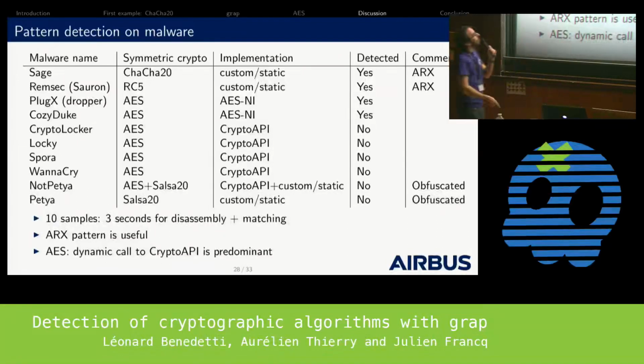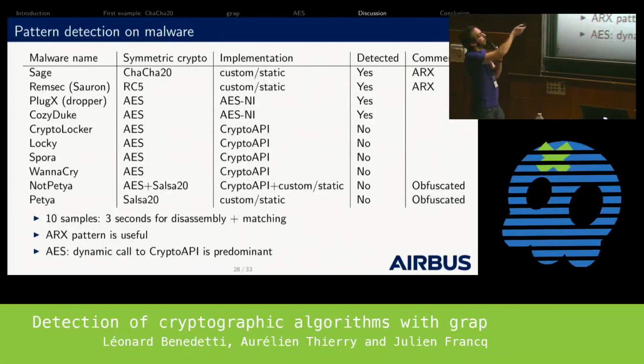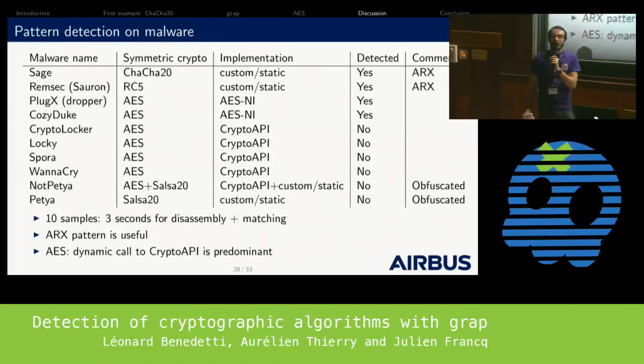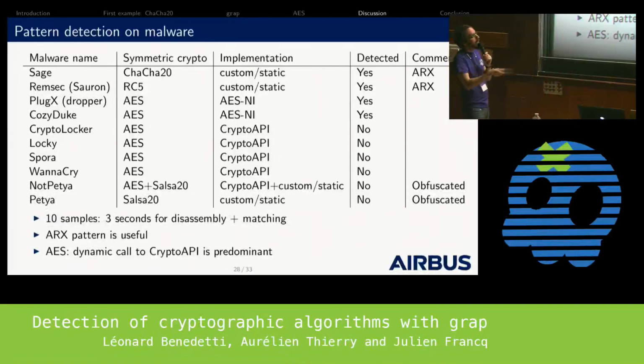For instance, the Sage ransomware uses SHA-20, and it is implemented directly in the binary code. So we were able to detect it with the IRX pattern. We also found some malware like Ramsex that uses RC5. RC5 is a block cipher that also has an IRX scheme. So we were also able to detect it with the same pattern. Then the following are some malware, and we have a lot of binaries that use the hardware version of AES, which is AES-NI. So with the very, very simple pattern we wrote, it's very simple to detect them.